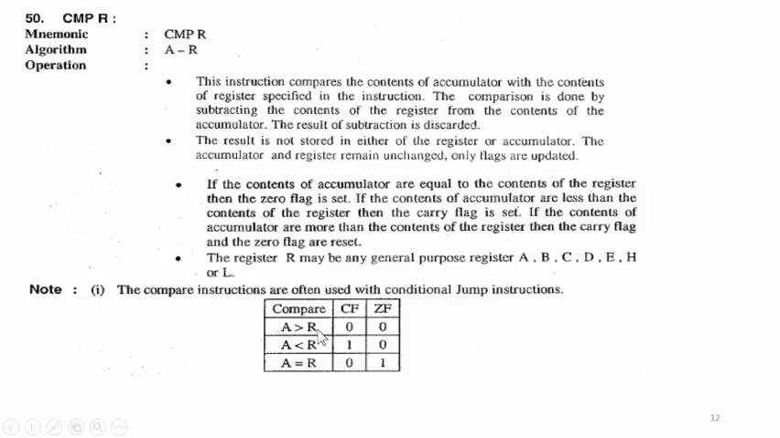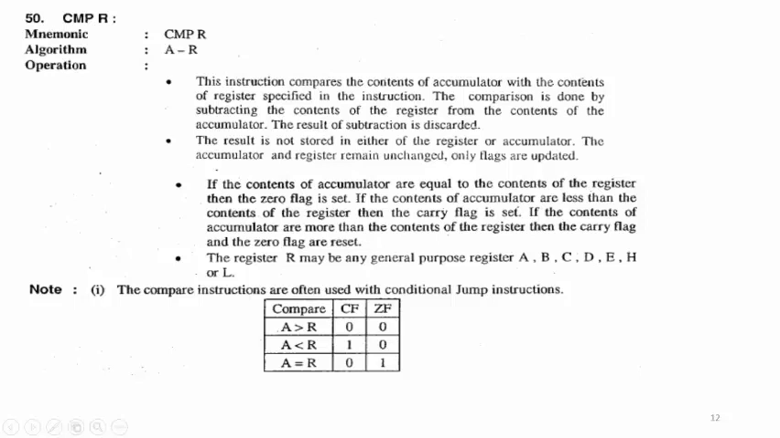So suppose the data available in the accumulator is greater than the register content. At that time we get carry flag and zero flag as 0. So at that time we can say that the accumulator contents are bigger than the specified register content.